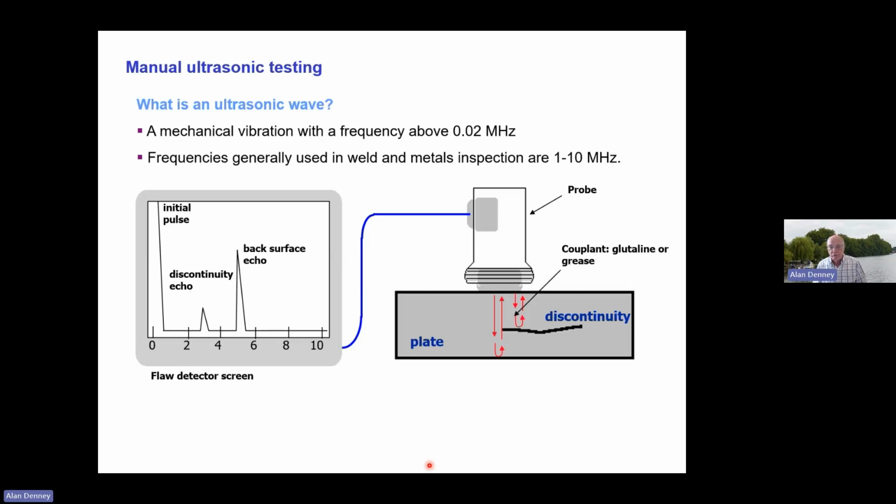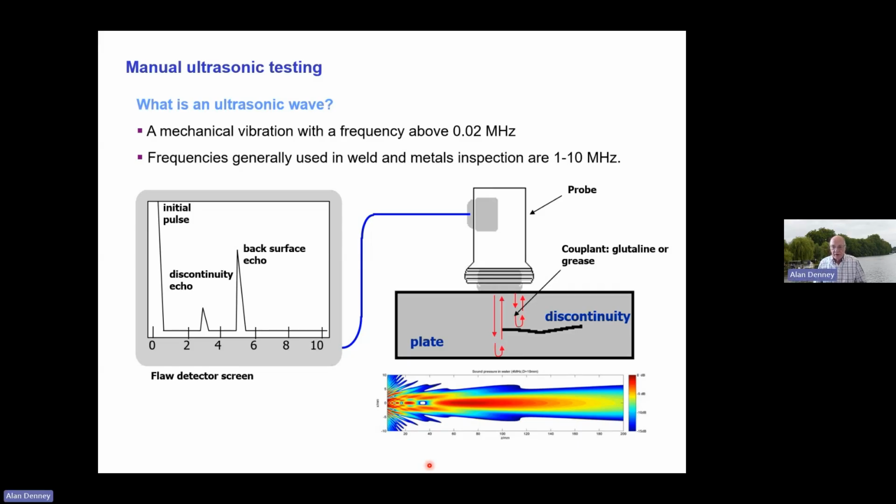Now, it follows that if you slide that probe to the left, you're going to have just the back wall echo, and if you slide it to the right, you're going to see the discontinuity. And those peaks will move up and down depending on where that probe is and how much the sound is reflected from the discontinuity or from the back wall.